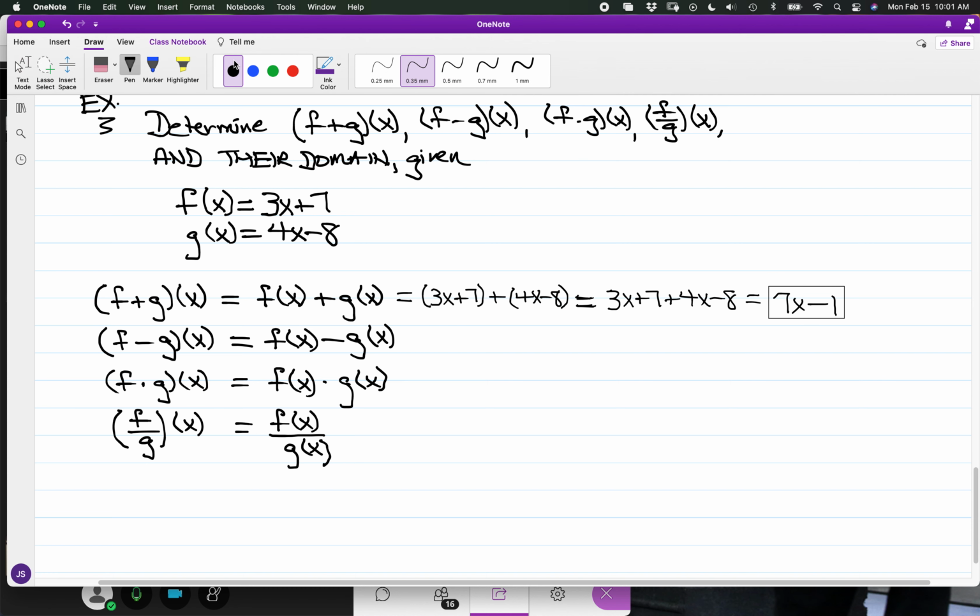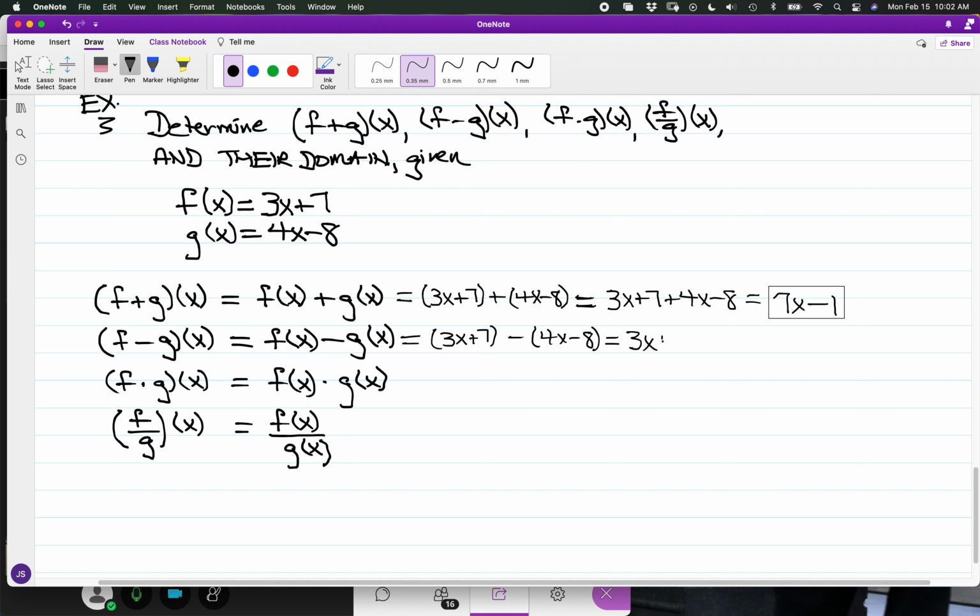Now for the difference between the same functions, again for f of x we have the quantity 3x plus 7. Then you have minus g of x. Again, the reason I'm using parentheses at this stage is just to show you that we have f of x apart from g of x. Now here we have the operation of subtraction that appears in between.